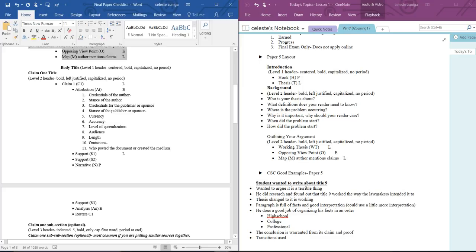So you'll have a title for your claim one. You'll call it something or another. And then you're going to list it actually in the writing. Like you're going to say your claim at the top of your claim section. You're going to do a ton of attribution.